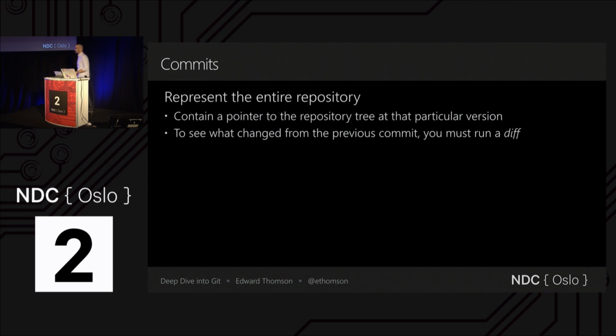So what does it mean when I say we take a hash of the commit? What do I mean when I say of the commit? So a commit represents the entire repository. It's a snapshot of the entire repository at any state and time.